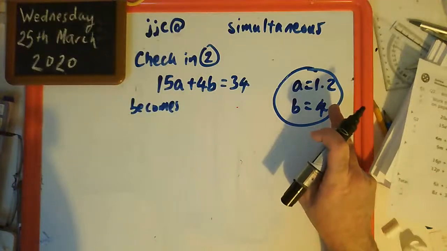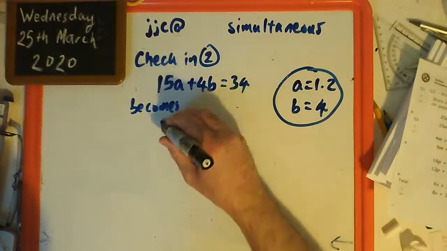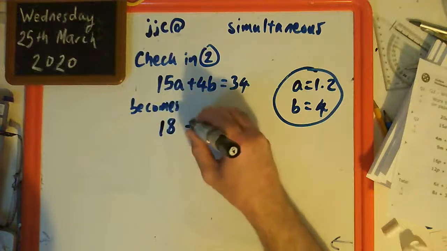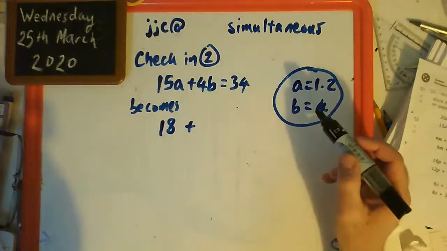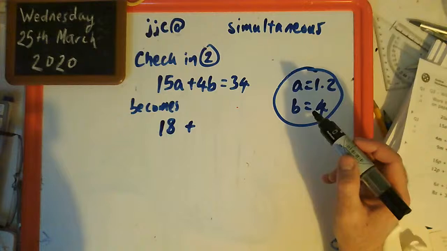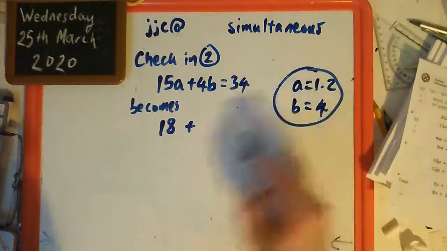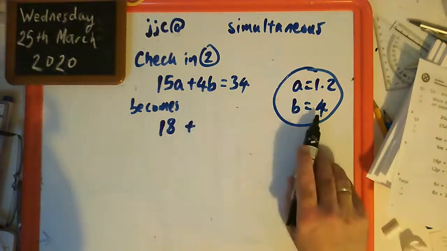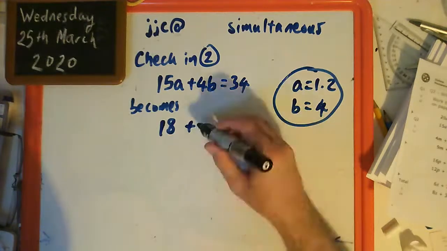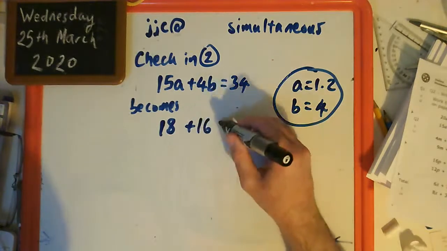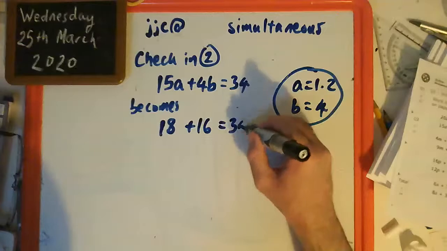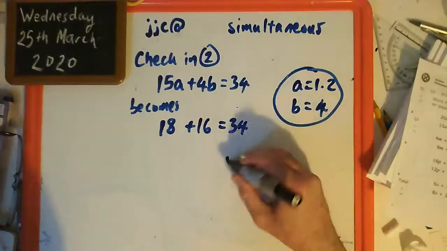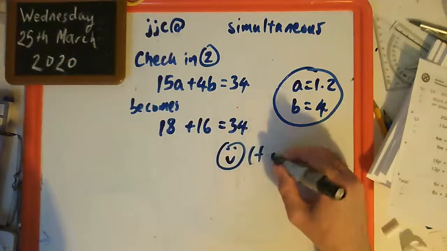Now, can I do that in my head? 18, isn't it? 18 plus, is it 18? Gosh, brain in, yes, sorry. I had a brain fail there. And then 4b becomes 4 times 4 because b is 4. So 4 times 4 is 16. And 18 plus 16 does equal 34. So we know we've got it right.